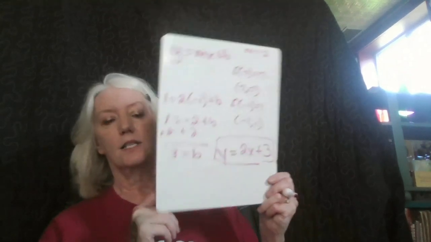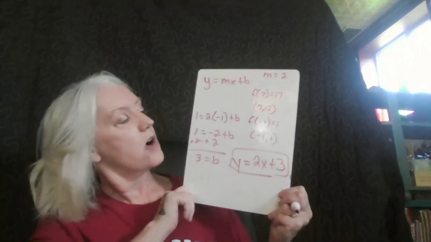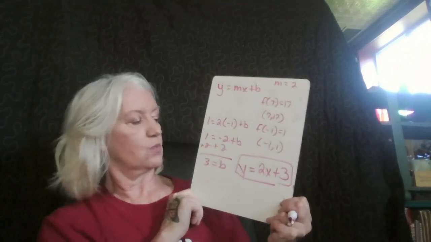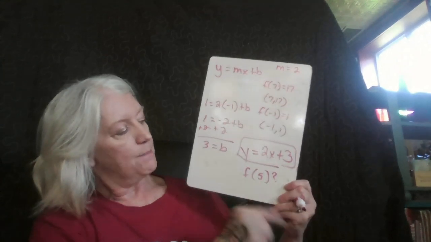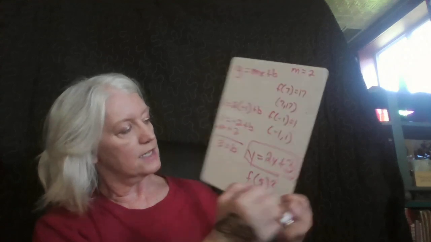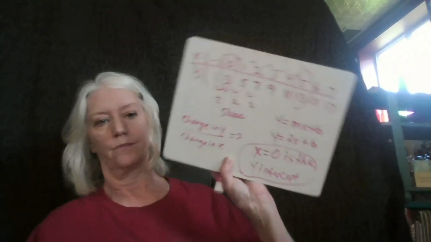You know why it makes that so easy? Because now I could ask you f of anything and you could figure it out. My question is, what is f of 5? F of 5. Remember, that just means that my x value is 5. I put in 5 right here. 2 times 5 is 10, plus 3 is 13, so y is 13. The answer, f of 5, is 13, which we knew from our table right here.